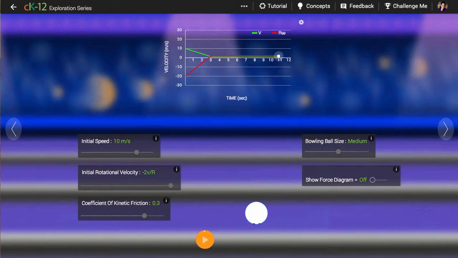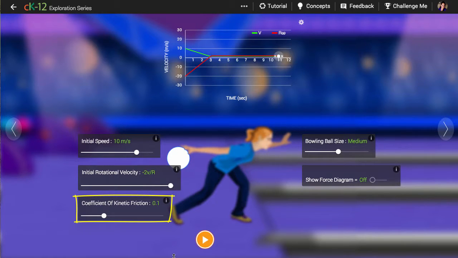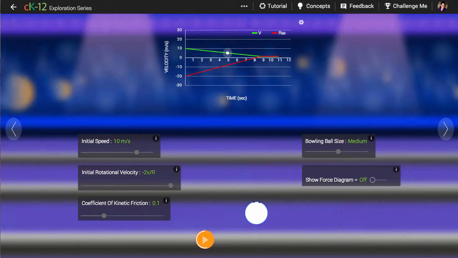What happens if we reduce the friction coefficient? Let's adjust the slider from 0.3 to 0.1. This means the frictional force will be 1/10 the contact force with the surface of the lane, fairly low friction. We see that the ball takes a really long time to slow and reverse its spin, as we'd expect.